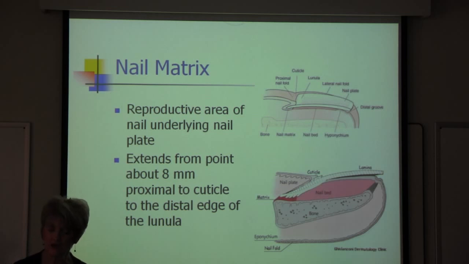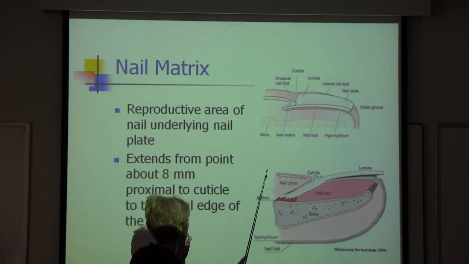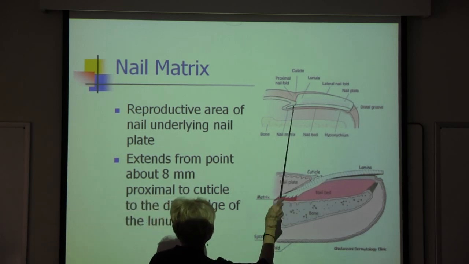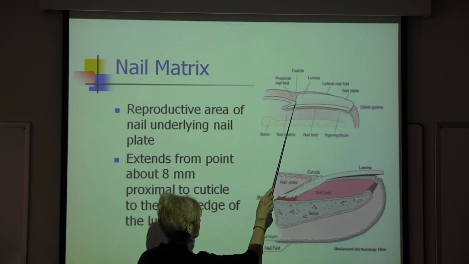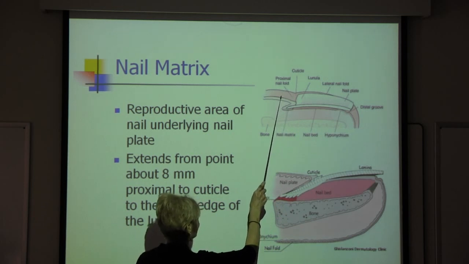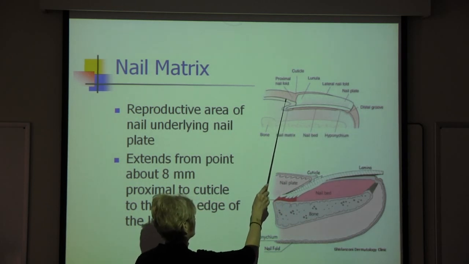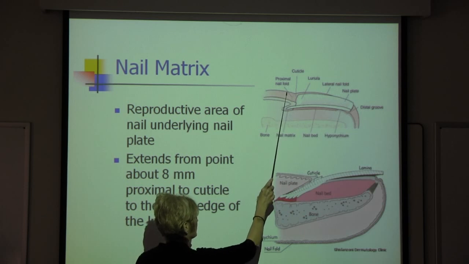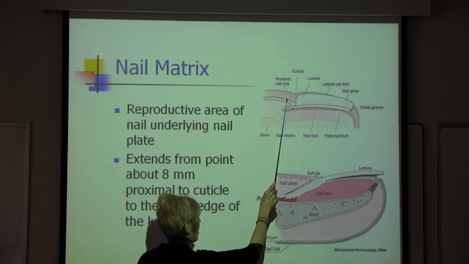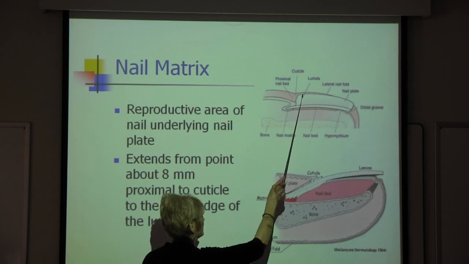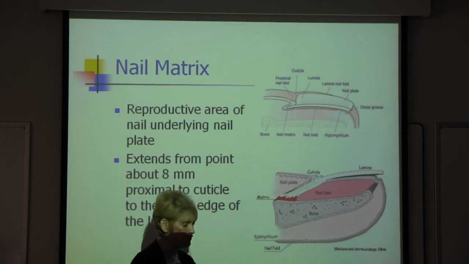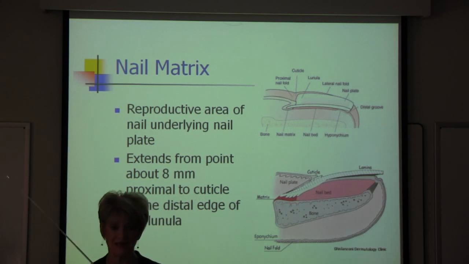Now, the nail matrix is the reproductive area of the nail. You can see it here in red. I'm going to show you here as well. So, the reproductive area extends from an area about 8 millimeters or 0.8 centimeters proximal to the cuticle to the distal end of the lunula. And you know the lunula is that little white crescent.